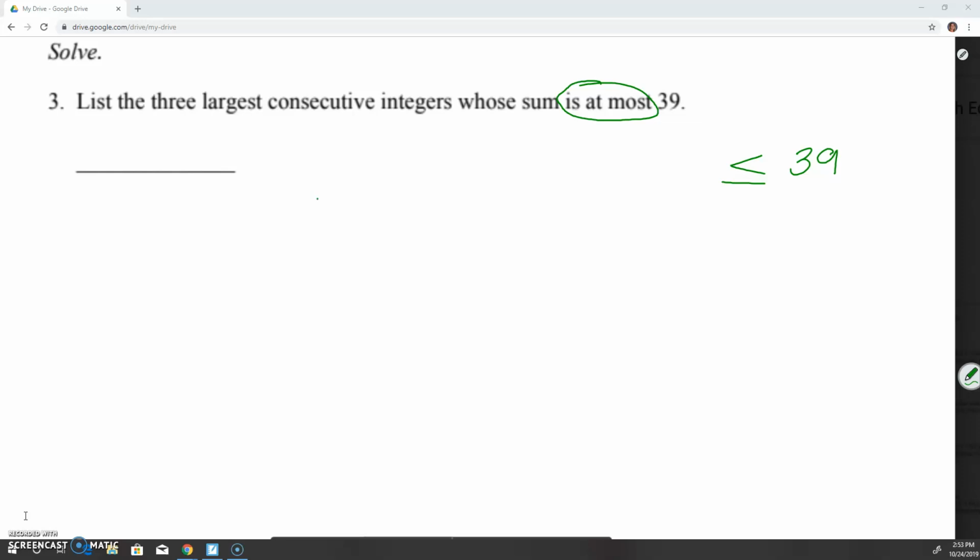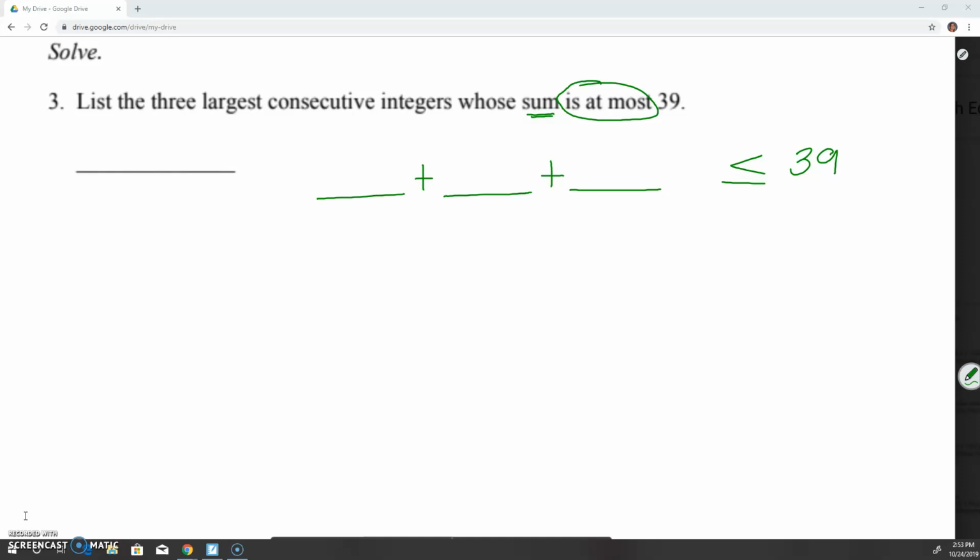And I need three consecutive integers. An integer is just a number. Consecutive means it's in a row, like 1, 2, 3, or 7, 8, 9, or 15, 16, 17. Three numbers in a row, that's consecutive. And it says find the sum. What does sum mean? I need three numbers in a row that I can add up to give me 39.